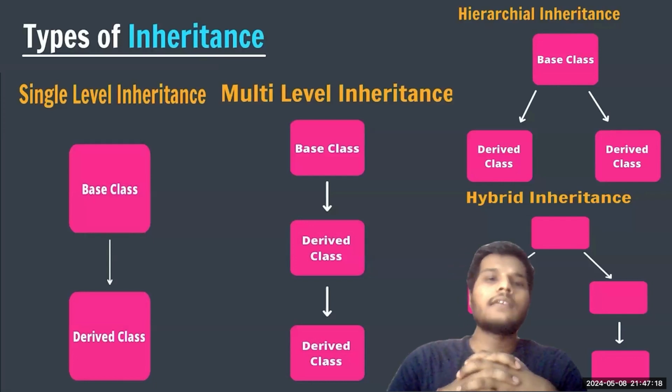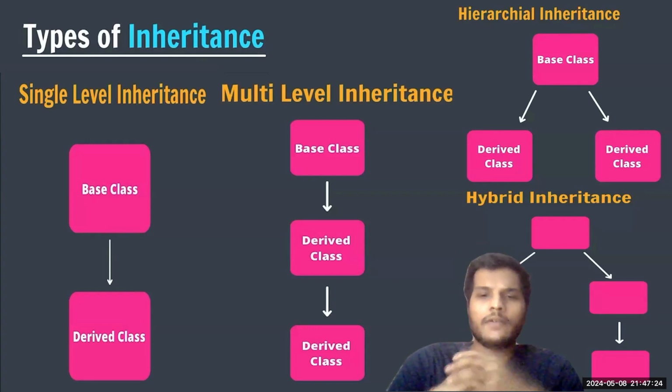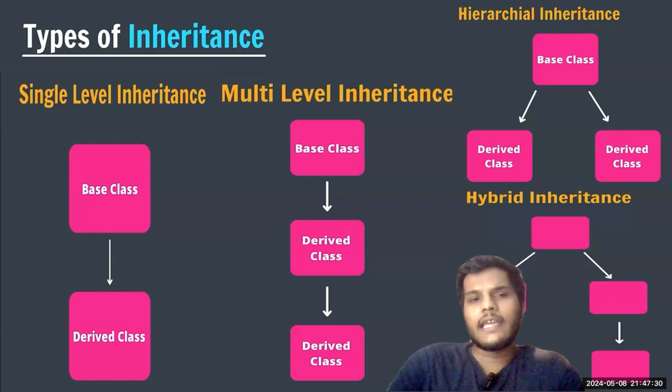So now let's quickly see the types of inheritance. Single level inheritance is just like our previous example, where the base class transfers all its properties to the derived class, like the animal class has transferred its properties to the fish class. So that was about single level inheritance.